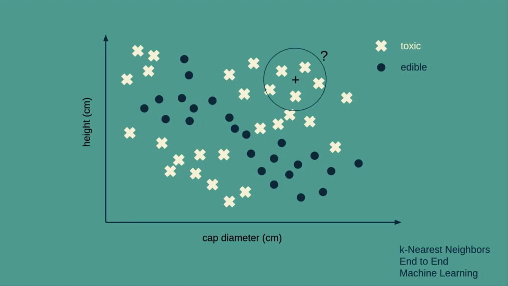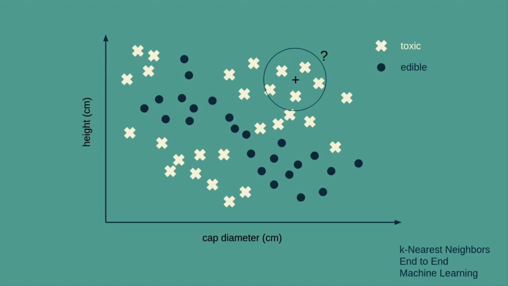If you have 3 classes or more, then there's always a possibility of a tie. So you have to handle that tie in some way that makes sense given your data and the problem you're trying to solve. For now, we'll stick with a 2-class classification problem, and we'll stick with a K that's odd. So in this image, K is 5. All 5 of those neighbors are toxic. Therefore, KNN says a mushroom located at the plus sign with that cap diameter and that height will also be toxic.